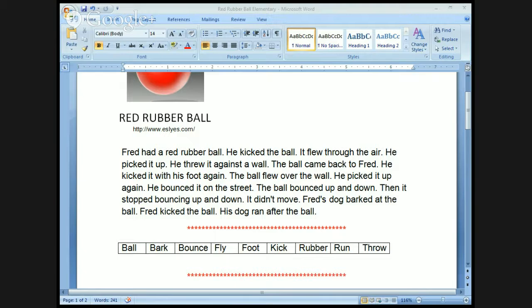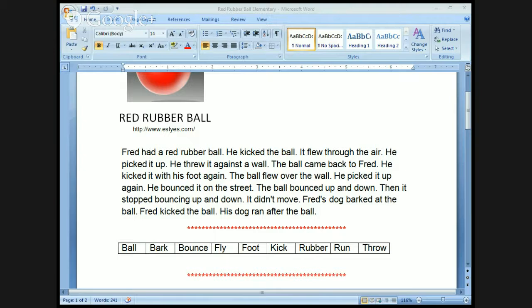The ball came back to Fred. Who came back to Fred? The ball came back to Fred. Did the ball come back to Fred? Yes, the ball came back to Fred.